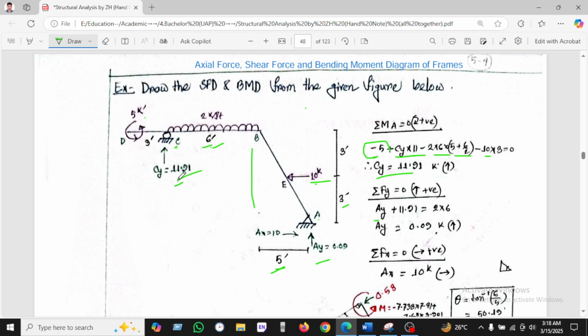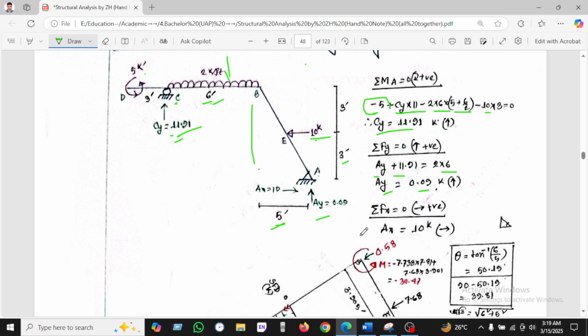So this is Cy, and summation of Fy. If we take the summation of Fy then it will be Ay and Cy, we are taking 11.5, and the downward is 2 into 16, and in this way Ay we will find 0.09 kip upward. So summation of Fx: if we take the summation of Fx then Ax will be 10 kip, as the 10 kip load is given in the negative direction.